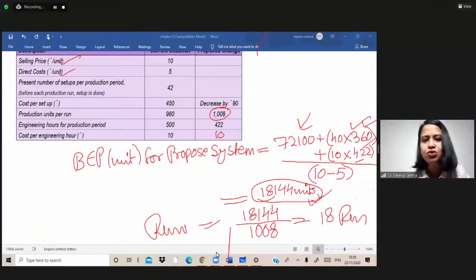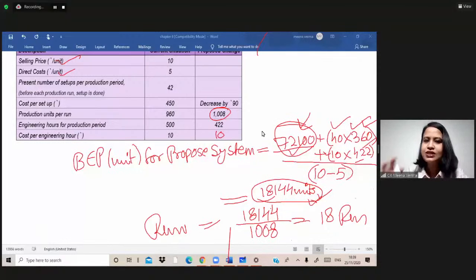See, this question is from CA Inter. It's a very easy question. First, you need to consider all the fixed costs which you have. Right now, they have bifurcated this fixed cost on the basis of these two cost drivers. And after bifurcating this fixed cost, they are left with this amount of fixed cost.